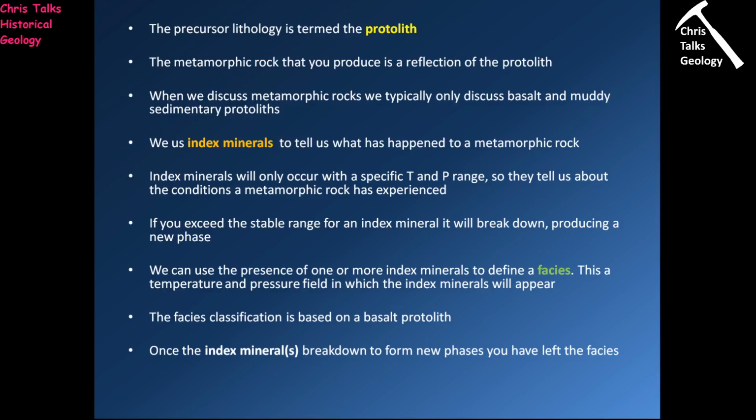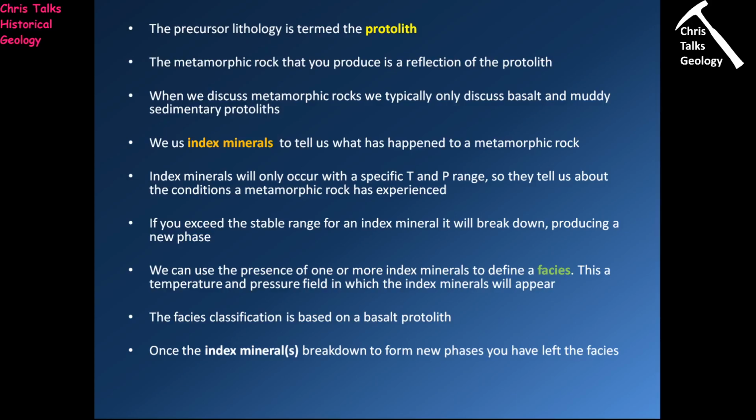So when we discuss metamorphic rocks, we are going to discuss index minerals. An index mineral is a distinctive mineral which will only occur under a certain pressure and temperature. So when we look at a metamorphic rock, we will look for those index minerals, and if we find them, then that will tell us what pressure and temperature our metamorphic rock has been exposed to. So they're actually extremely helpful.